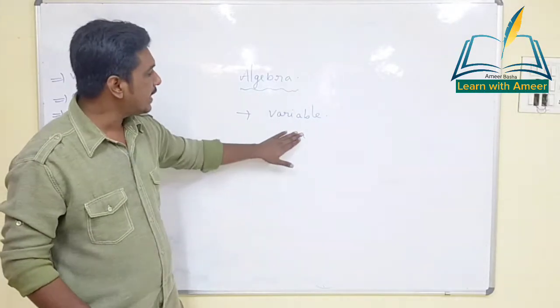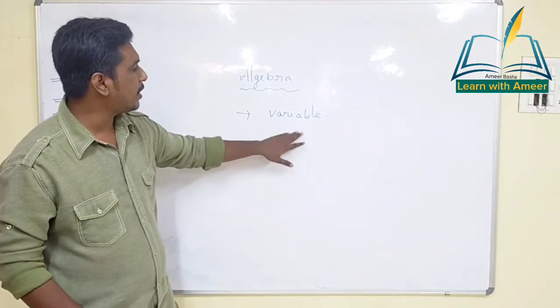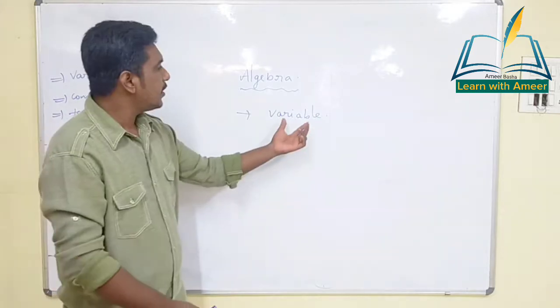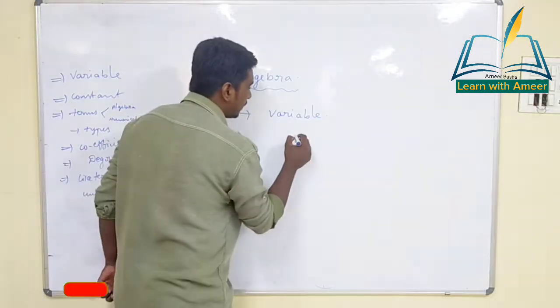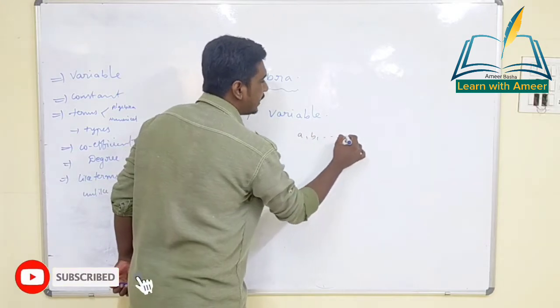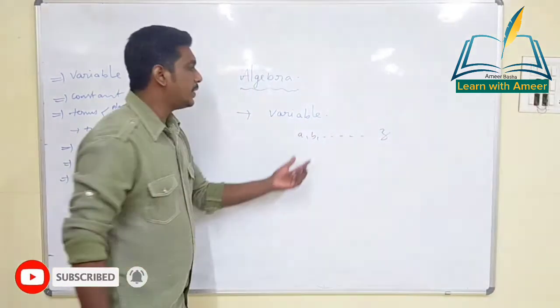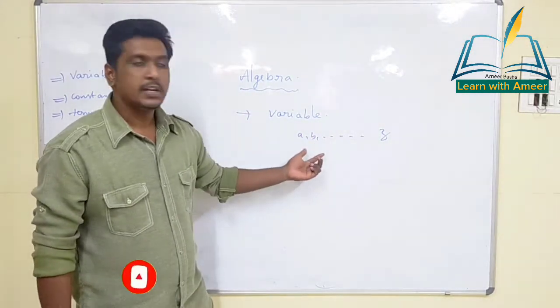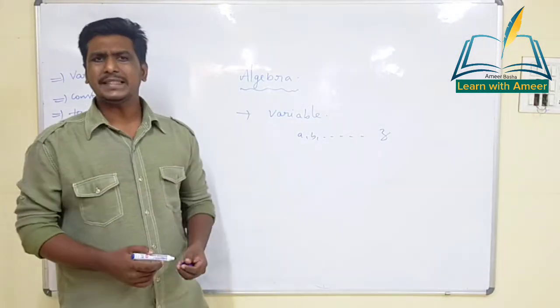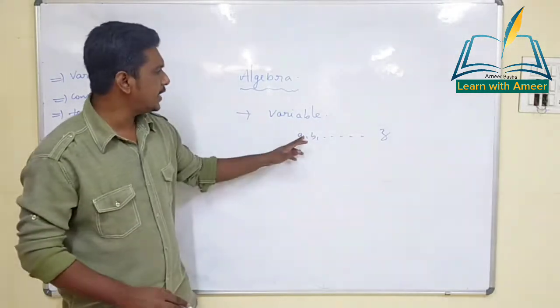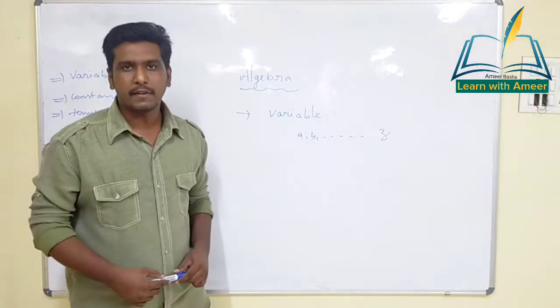Algebra. In that, the first thing which we will be discussing is variable. In order to represent a variable, we will be using small letters like a, b, and we can go on till z. But we have to make sure we will be using small letters. So we know that we will denote it with small letters of the alphabet.